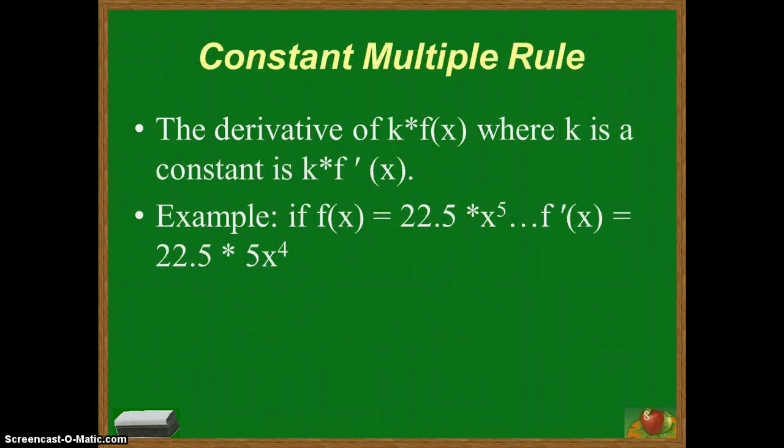Constant multiple rule. The derivative of k times f of x, where k is a constant, is simply k times f prime of x. Here's another example. f of x equals 22.5 times x to the 5th. Well, that derivative is simply pull that constant to the outside, 22.5 times 5x to the fourth.